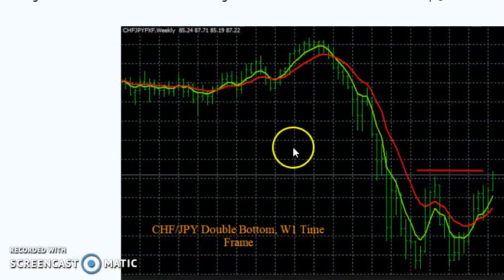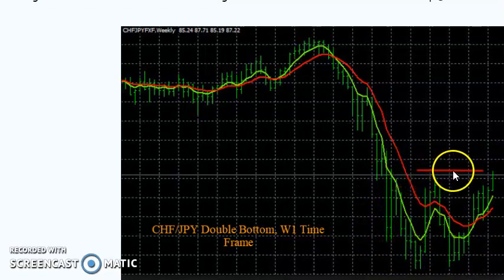This is the Swiss franc yen. Once again, this is the W1 time frame. This pair makes a long move to the downside for months. Then it makes a double bottom. This is very pronounced. What you can do, and it sets up this support cluster down here, resistance cluster.